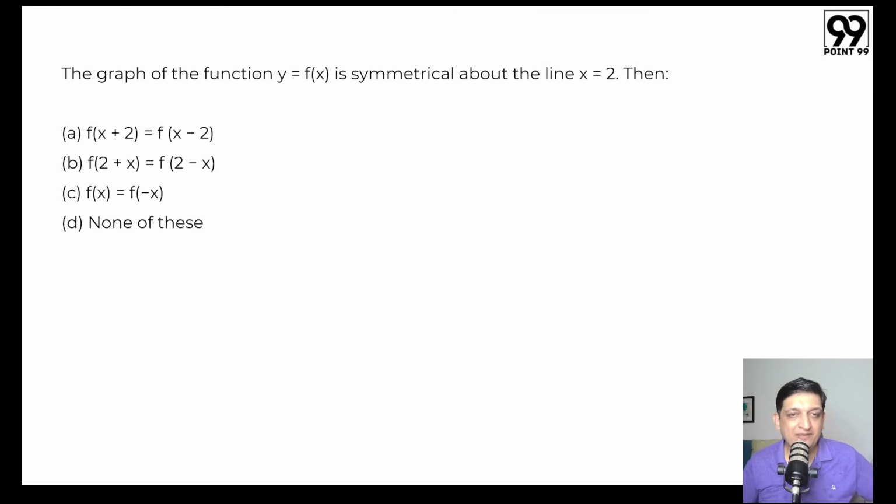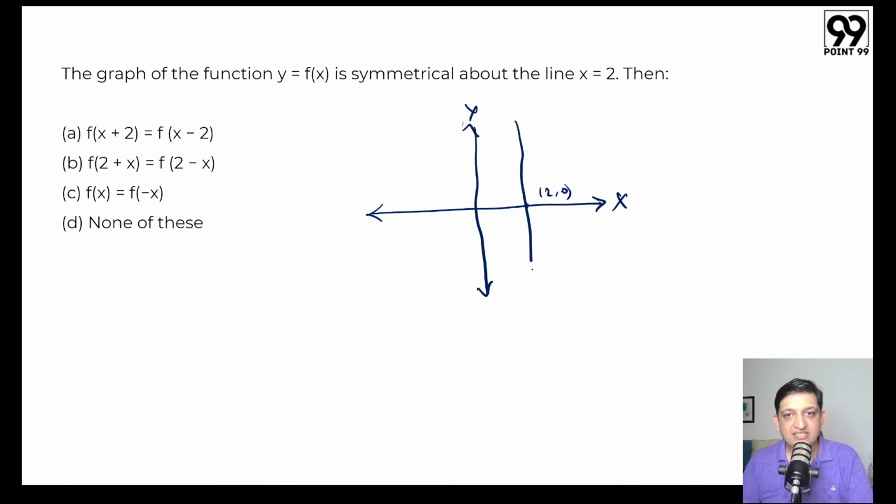Let's look at the next one. This is a fairly easy question, so try this and then have a look at the solution. The graph of the function y equals f of x is symmetrical about the line x equals 2. So let's first draw x equals 2. So this is the normal y-axis and the x-axis that we have. Let's say this is 2, 0. Then I'm going to get this line, which is going to be equal to x equals 2.